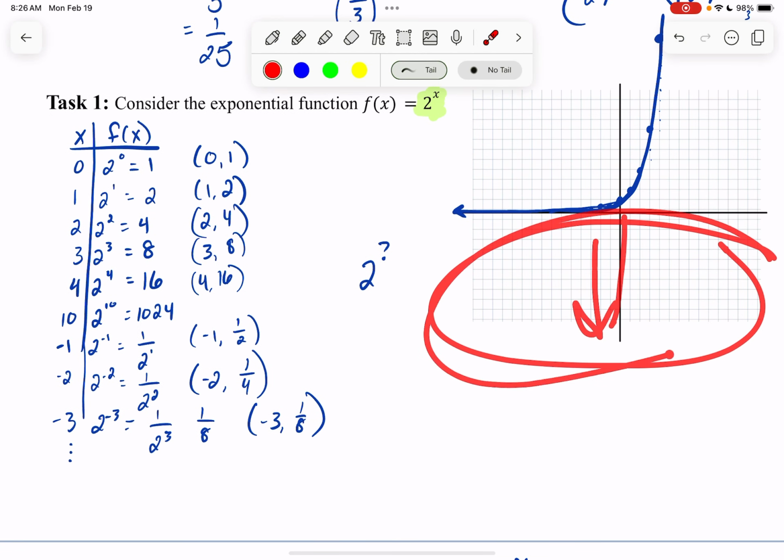What changes do you notice? Do we notice any changes with domain and range? Nope. Domain and range are the same. It still goes left and right forever. For up and down, it still goes from 0 on up. So domain and range are the same.